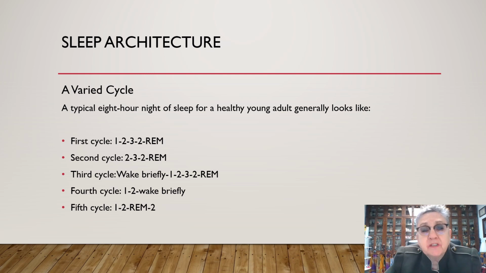This slide just depicts that graph a little clearer. You can see the different cycles of sleep. There are 5 listed in here during an 8-hour sleep. Our first cycle goes into 1, 2, 3, 2, then to REM. The second cycle usually starts at stage 2, then 3, and 2, and back to REM. In the third cycle you can wake briefly and go 1, 2, 3, 2, back to REM. The fourth cycle goes 1, 2, waken briefly, and then the fifth cycle is 1, 2, REM, and then 2 again.